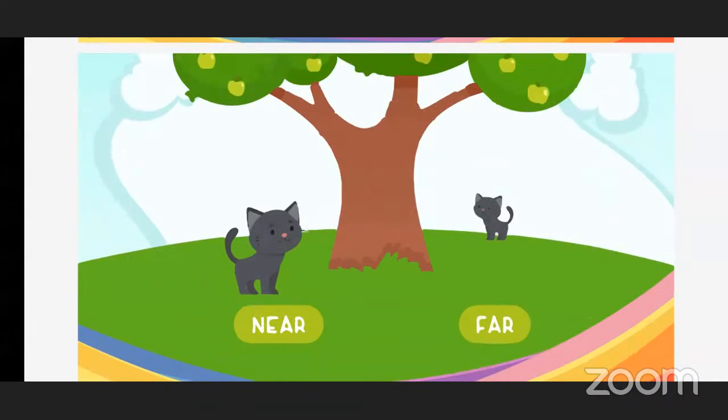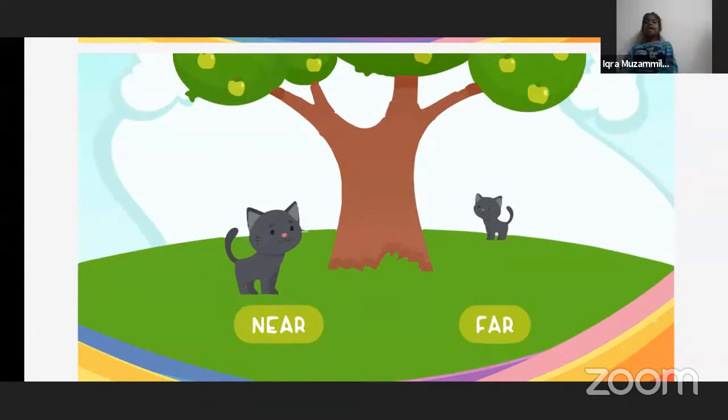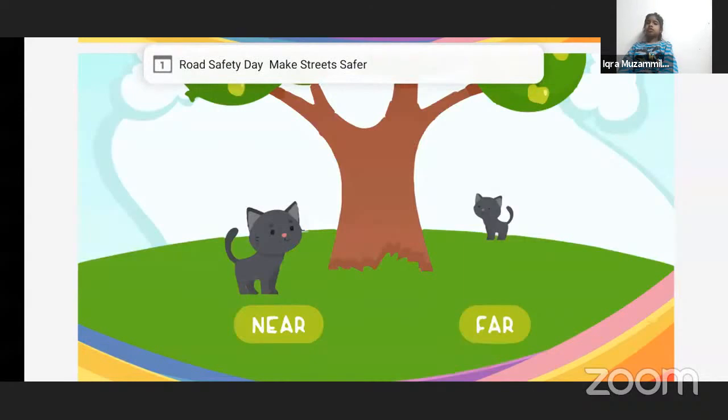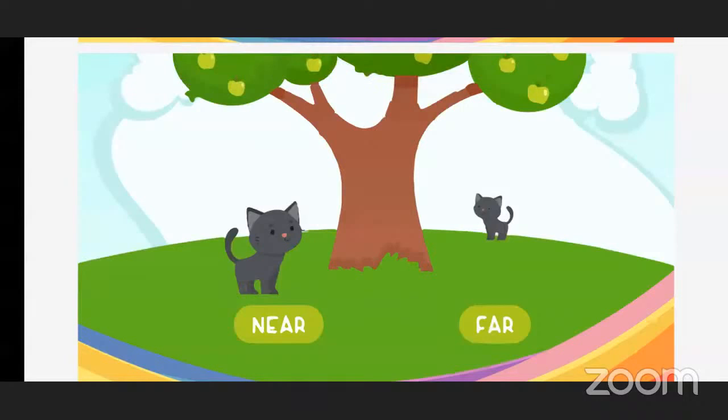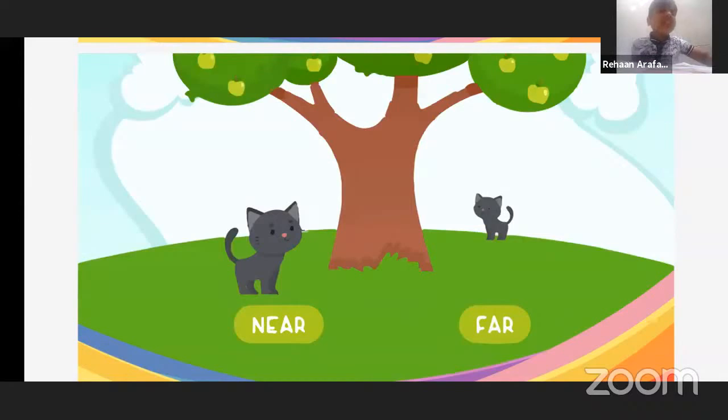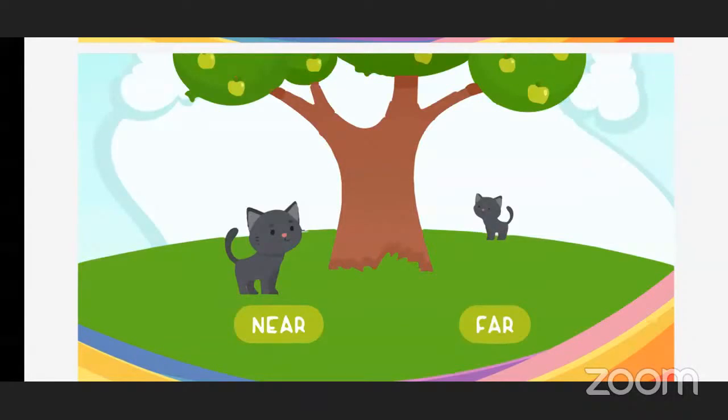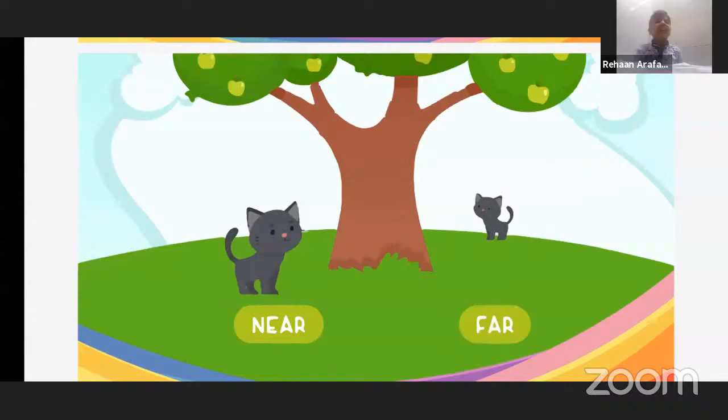Now there are 2 cats and 1 tree. One cat is near to the tree. And another cat is far from the tree. One cat is near to the tree. The second cat is far from the tree. Very good.